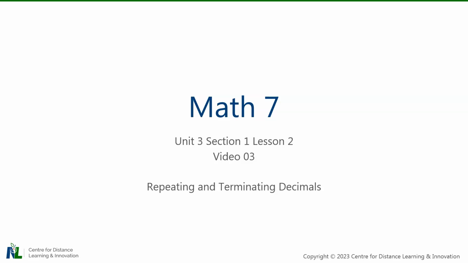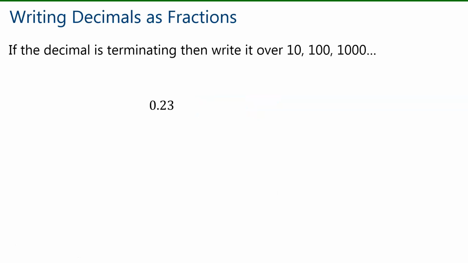Welcome to the last video in Lesson 2, Repeating and Terminating Decimals. Here we're going to work backwards from what we were working on previously when we changed fractions to decimals. Now we'll be writing decimals as fractions. So if the decimal is terminating, then we're going to write it over either 10, 100, 1,000, and so on.